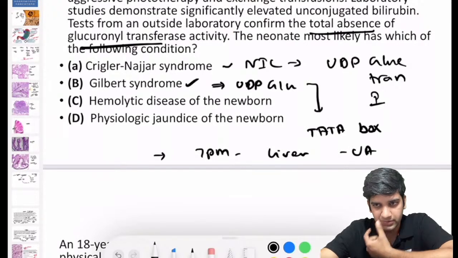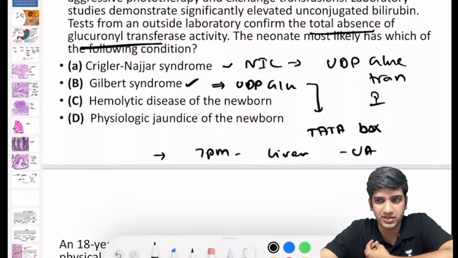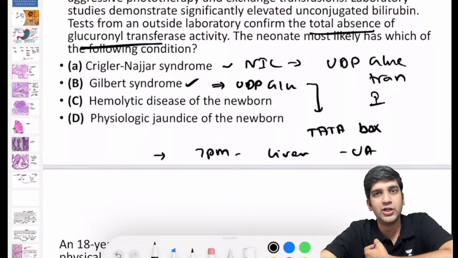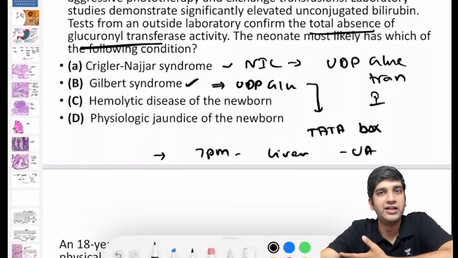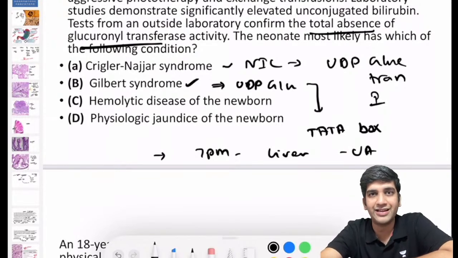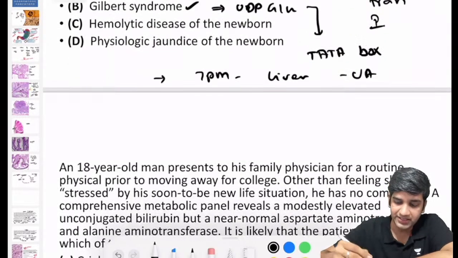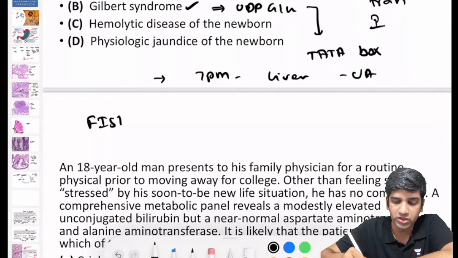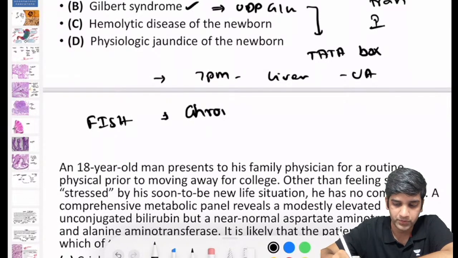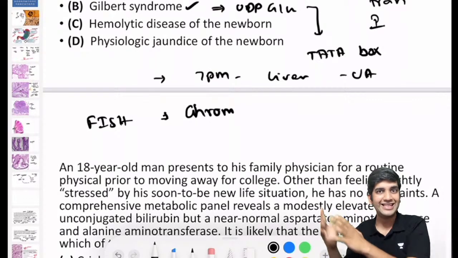See, the answer lies in your question itself. FISH can never target a single base pair, right? FISH can always target a chromosomal anomaly. If I'm having a translocation, a trisomy or a monosomy or a deletion, FISH can target that. FISH can never target at a genetic level. It's for chromosomal anomalies or an amplification at the genetic level.